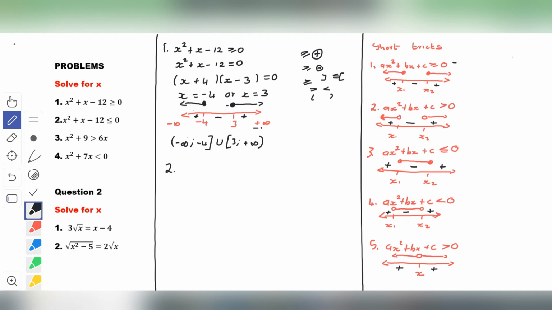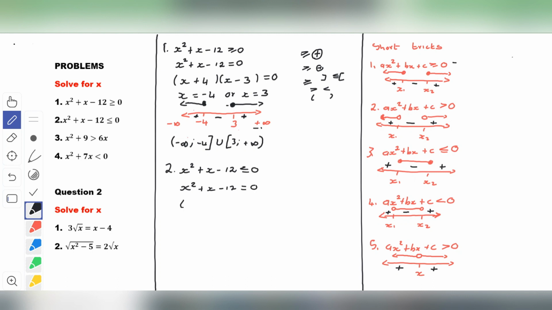From the second question, we have x squared plus x minus 12 less than or equals to 0. Like I said, the first step is to change that inequality. Then we're going to have x squared plus x minus 12 equals 0, right?